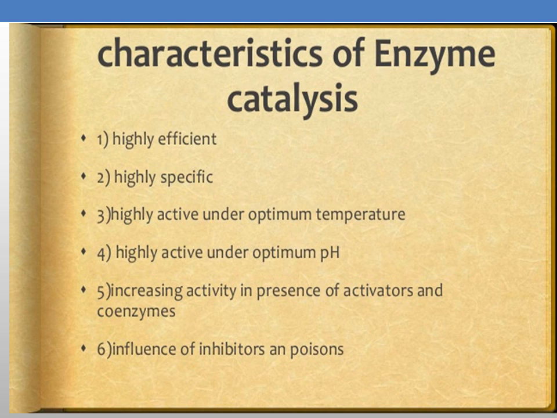Increasing activity in presence of activators and coenzymes. Activators and coenzymes are substances which can increase the activity of enzyme. Like how the promoter increases the activity of a catalyst, like that activators and coenzymes can increase the activity of enzymes. Influence of inhibitors and poisons. Inhibitors are substances which will inhibit the activity of enzyme. We'll discuss certain points under this characteristic in detail.